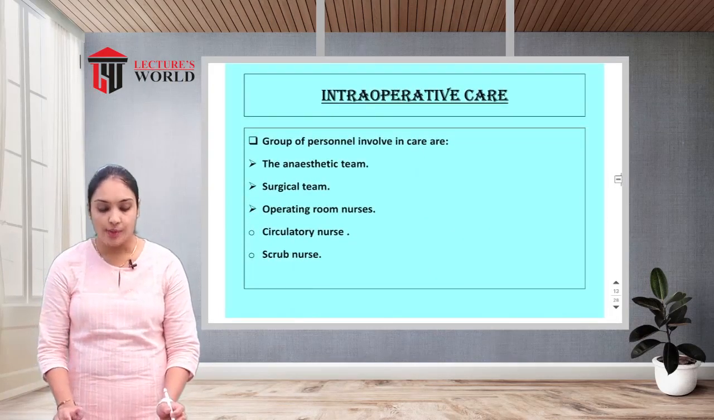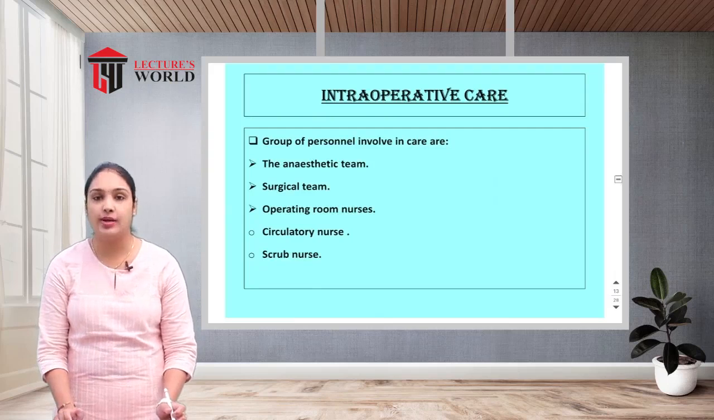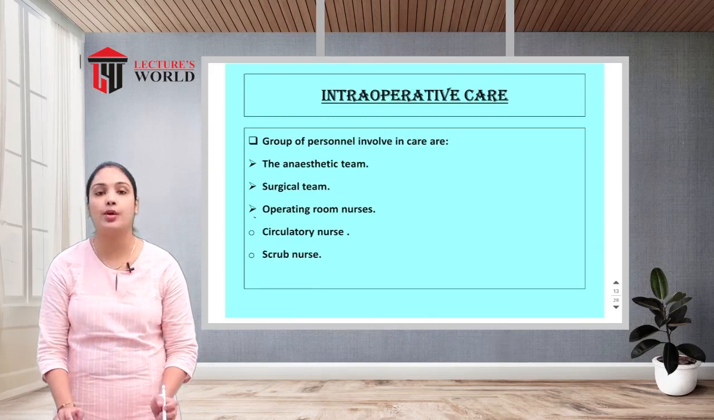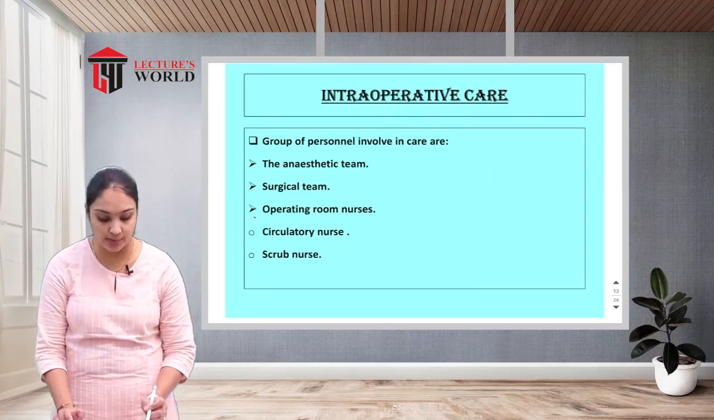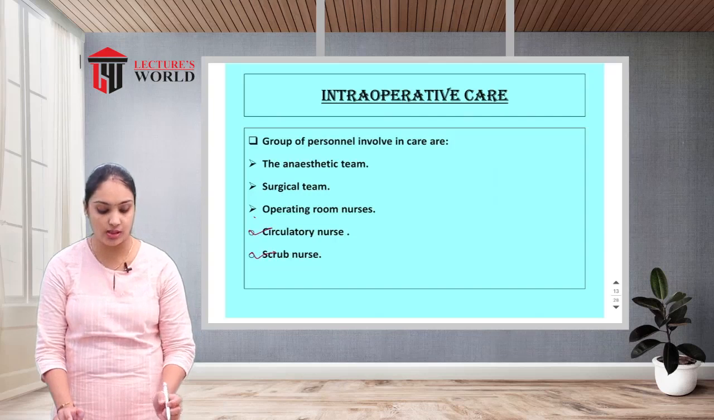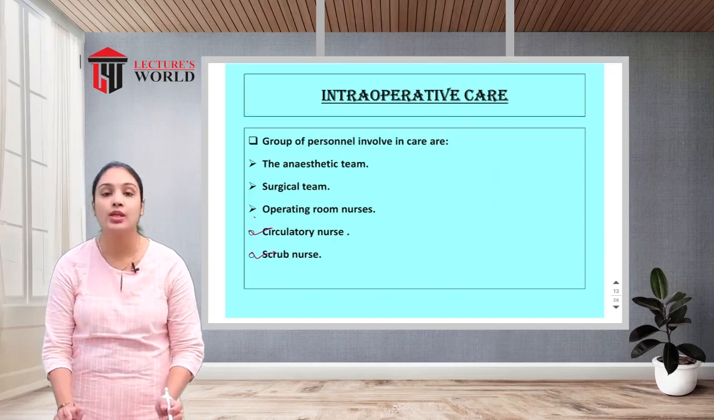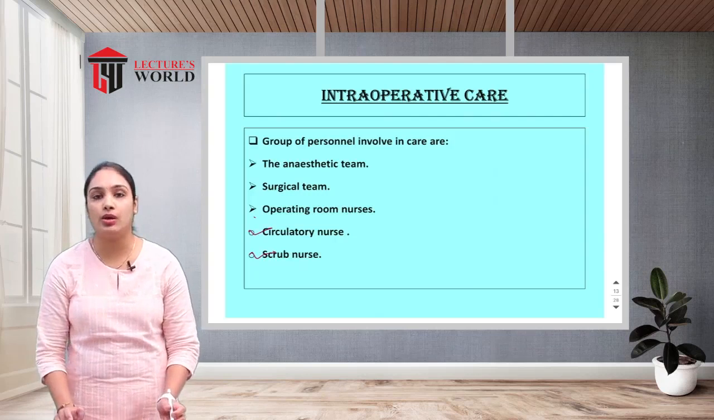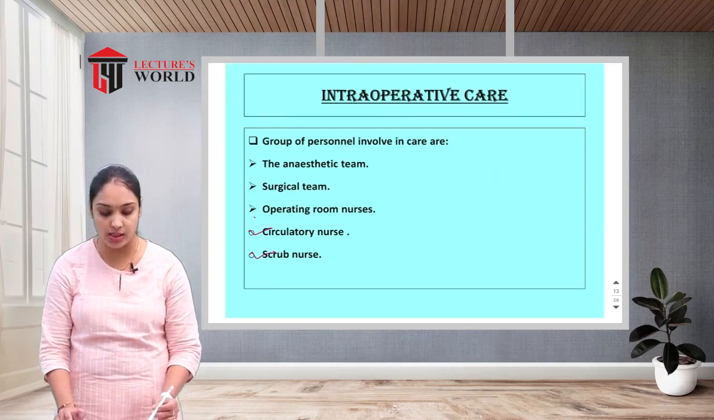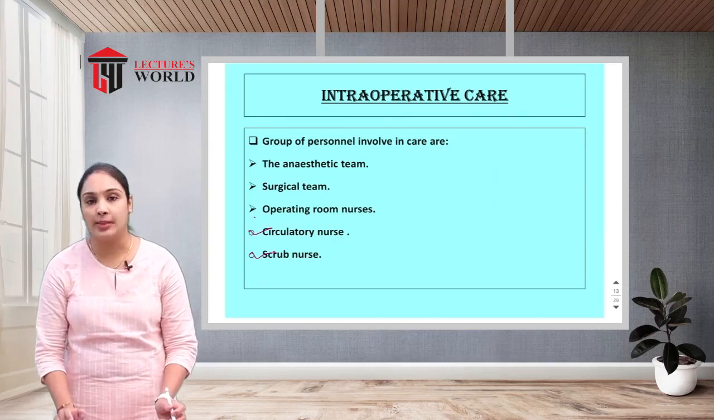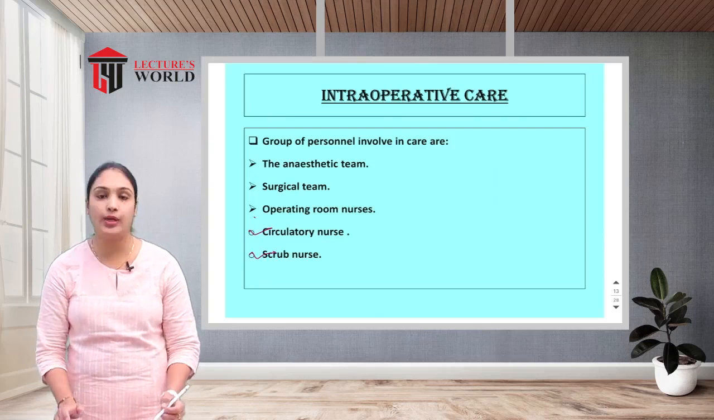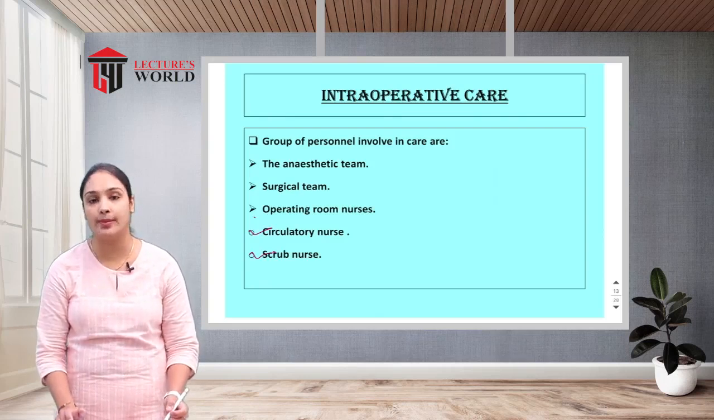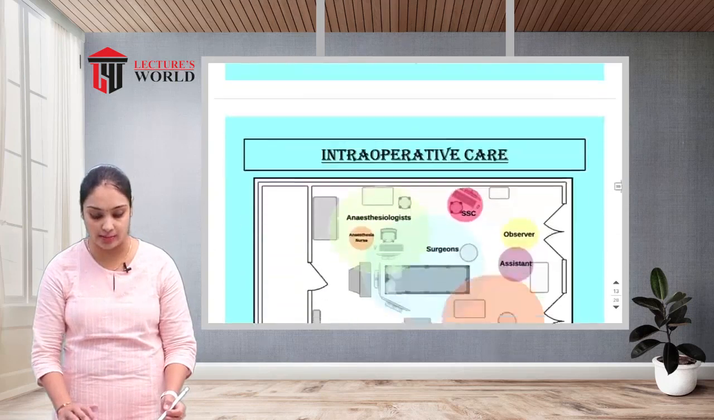Group of health personnel that will be involved in the care: they are the anesthetic team, surgical team, and operating room nurses. Operating room nurses are of two types: first is the scrub nurse and second is the circulatory nurse. The anesthetic team's main role is administration of anesthesia. The surgical team performs the surgical procedure, and the operating room nurses have two types of roles, circulatory and scrub nurse.